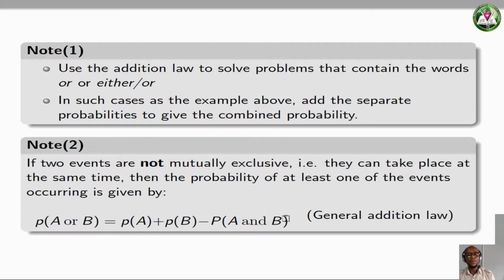Then also, another twist to the addition law. Now, if two events are not mutually exclusive, that is, they can take place at the same time, then the probability of at least one of the events occurring is given by P of A or B equals probability of A plus probability of B minus probability of A and B. And this is termed the general addition law. We shall look into this in our next class.